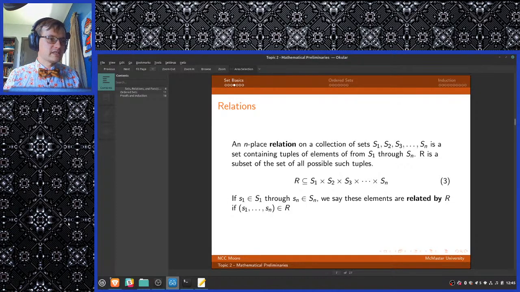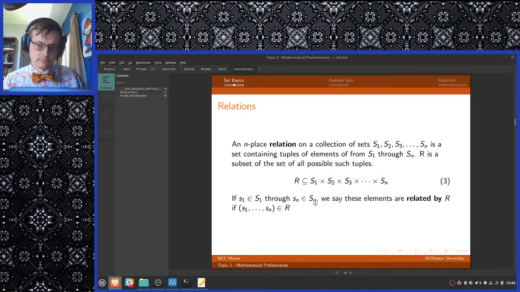What if S or T is empty? Then I think you would get an empty... You would get emptiness. I'm pretty sure you would get an empty set of possible tuples. Yeah. Okay. Moving on to relations.